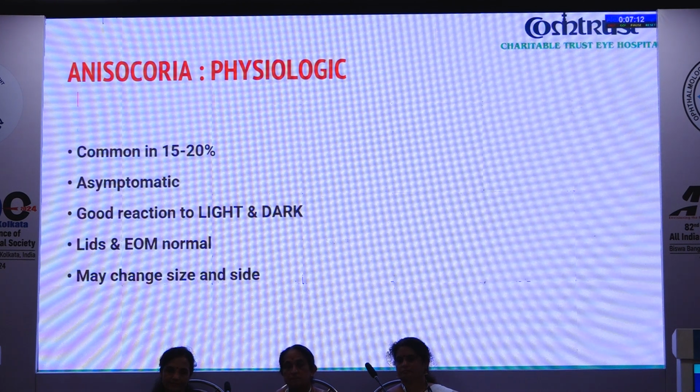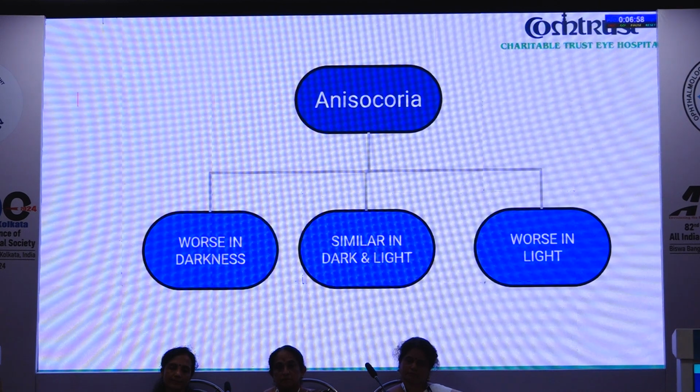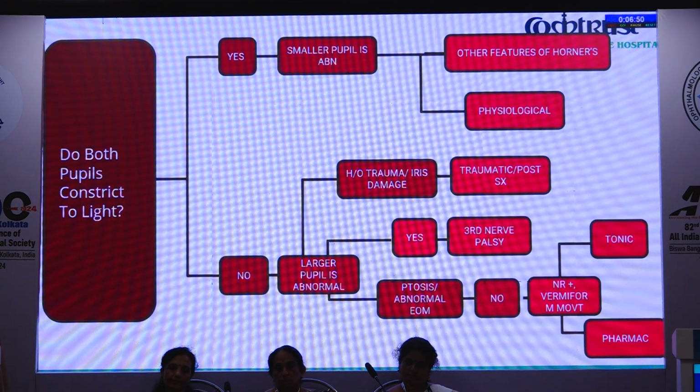Anisocoria is physiological, as you all know. But what is important is there is good reaction to light and dark. The lids and extraocular movements are normal, and it may change size and side. So for anisocoria, we need to check if it is worse in darkness, similar in dark and light, or worse in light. This is the basic algorithm, and I'll take you through each case.